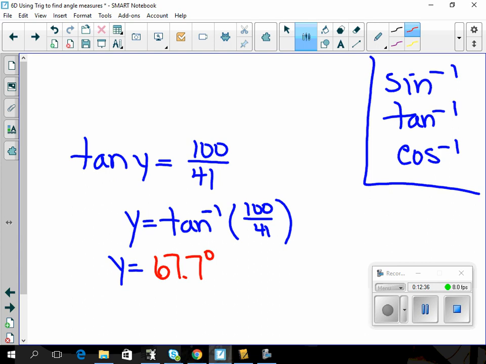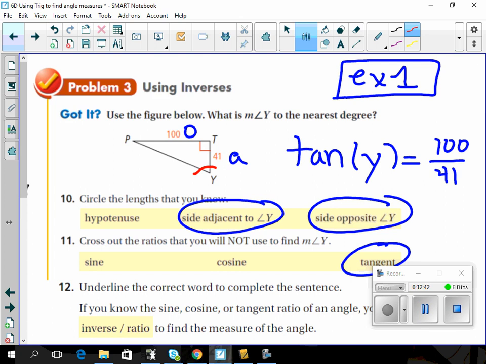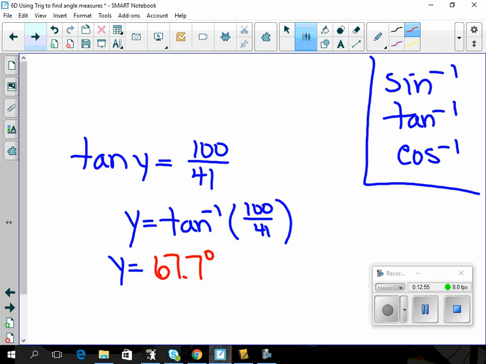Does an answer seem reasonable to you? Is 67, 68 degrees? If I look at the picture, what numbers would be reasonable? Just for angle y. Anything less than 90. Greater than 0, right? But it's got to be less than 90. So does our answer actually seem reasonable? Yeah. So we're good. How do we feel? Okay so far? It's just like the regular trig, it's just that you're using inverse. That's the only difference. Hugo.